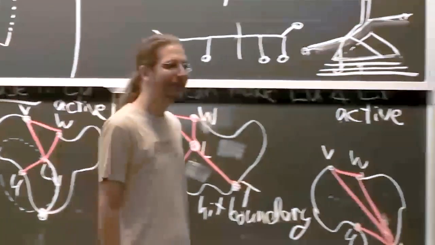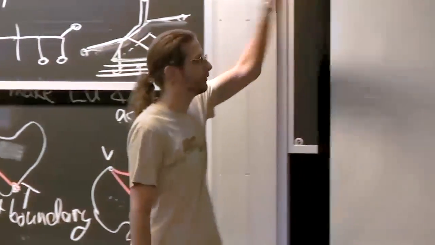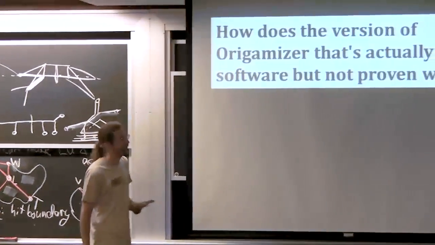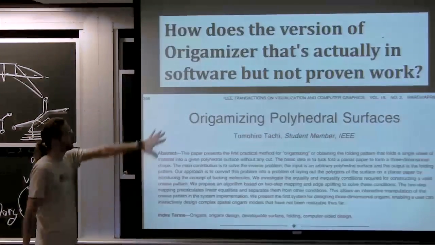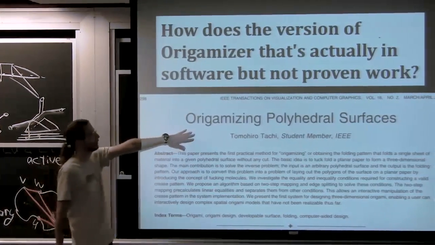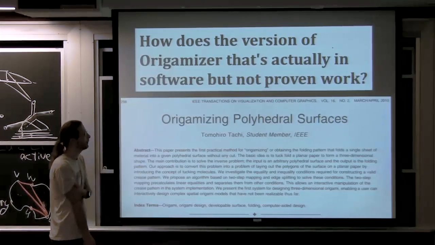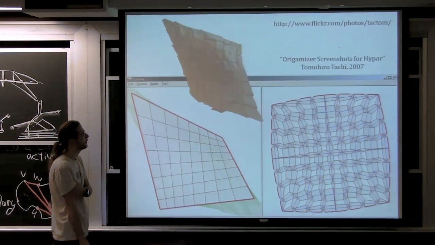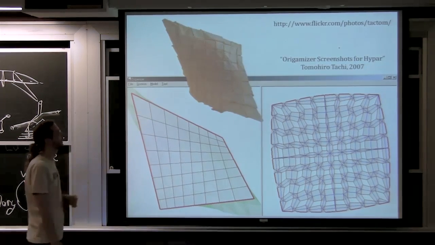The theoretical version is kind of complicated, so I thought, in particular, given this question, I'd talk about the software version, because it's actually a lot simpler. Only catch is it doesn't always work. And it's described in this paper, if you want to read it, by Tomohiro, about Origamizer 2010. And I have a few figures from that paper. Well, this is still from Tomohiro's Flickr.